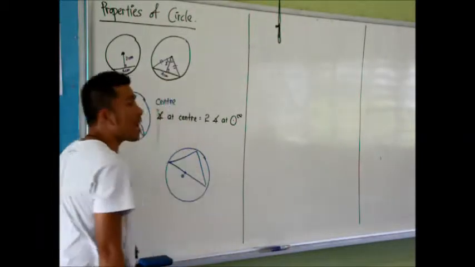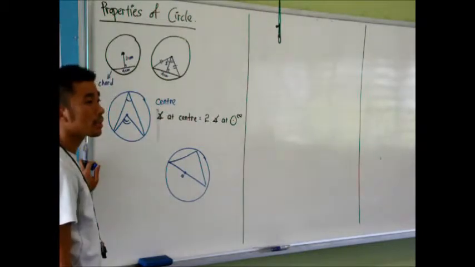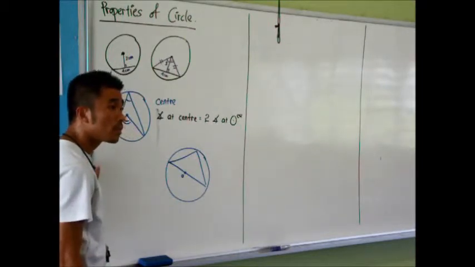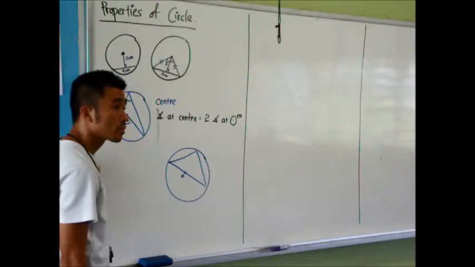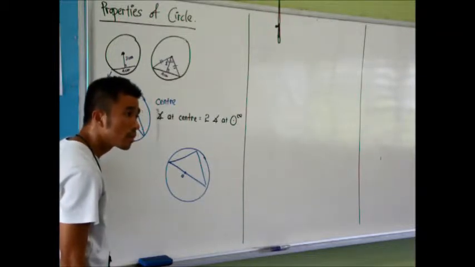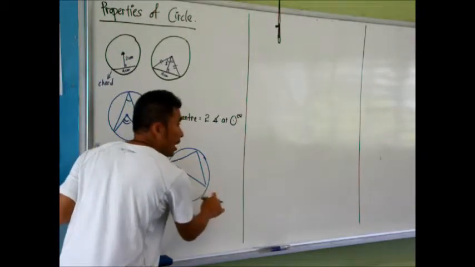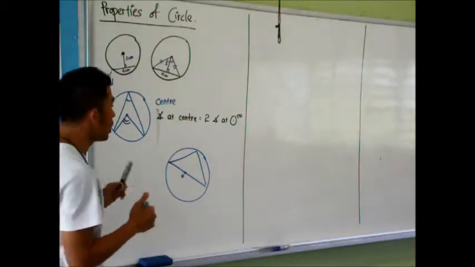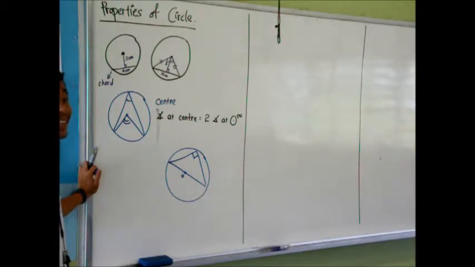If a diameter is given, straight away can you tell me what angle is this? I don't know. You ask the person beside you. You don't know this one? If this is the diameter meaning it must cut through the center of the circle, this angle down here must be 90 degrees. Okay, this angle down here must be 90 degrees.